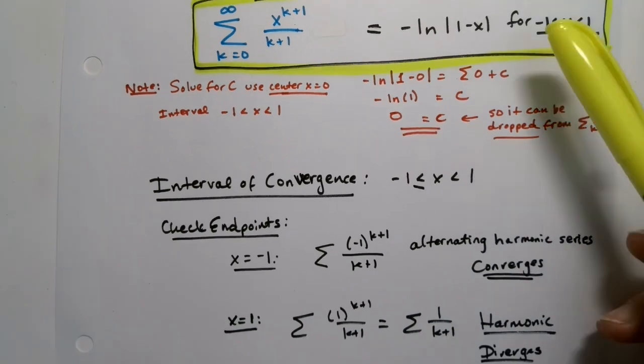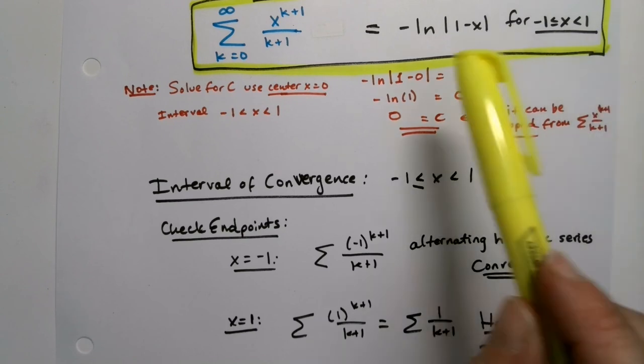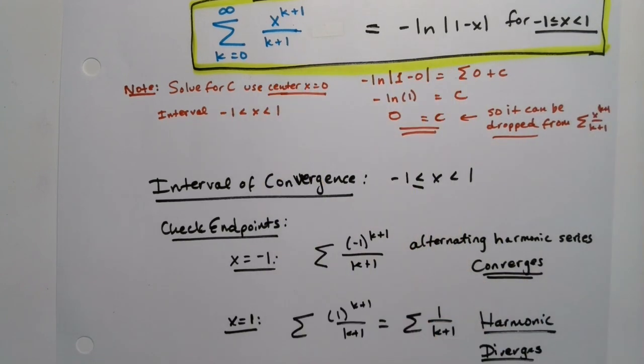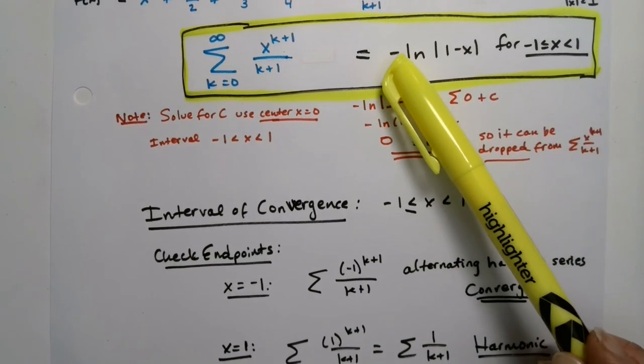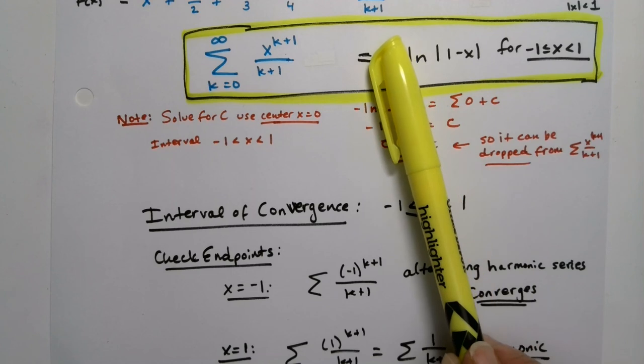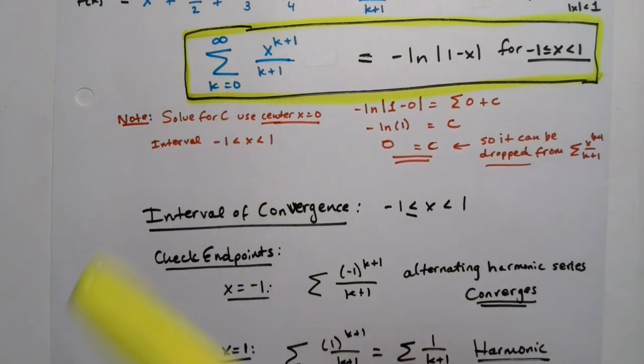Because it converged for negative 1, but diverged for positive 1. And we've now created a new power series for a new function, negative natural log of 1 minus x. Which, by the way, you don't have to have the negative over here. You can make it positive natural log and just put the negative out in front. That would also work.